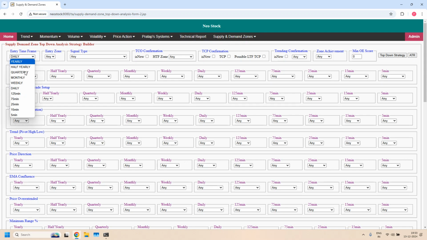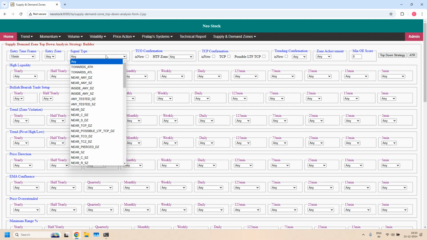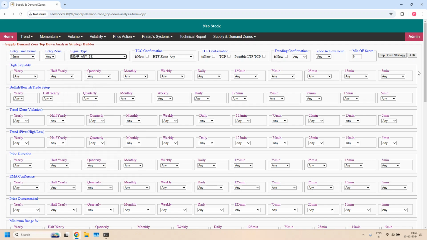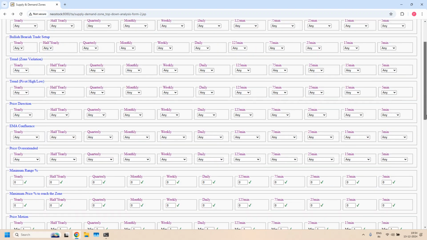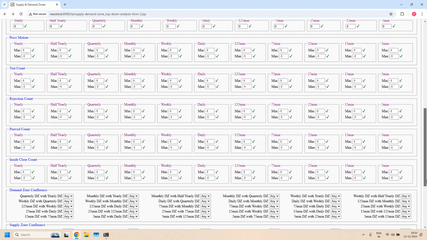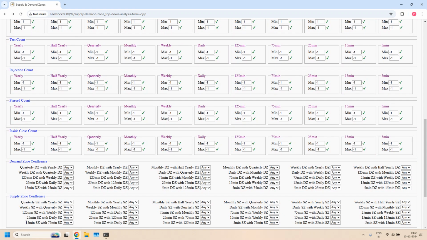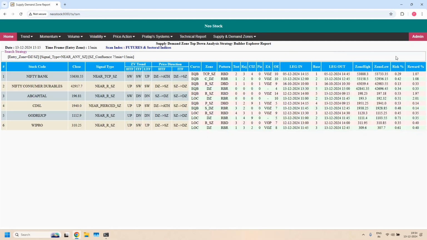Okay, next 15 minutes time frame. Stocks near 15 minutes supply zone. We got 8 stocks. Out of these 8, how many are having ITF confluence? That is 15 minutes supply zone with 75 minutes supply zone confluence. I am enabling that filter. With this filter, we got 6 stocks. Out of 6, any pierced zone? Yeah, 4th one is pierced. 2nd one is pierced. You have to ignore them.